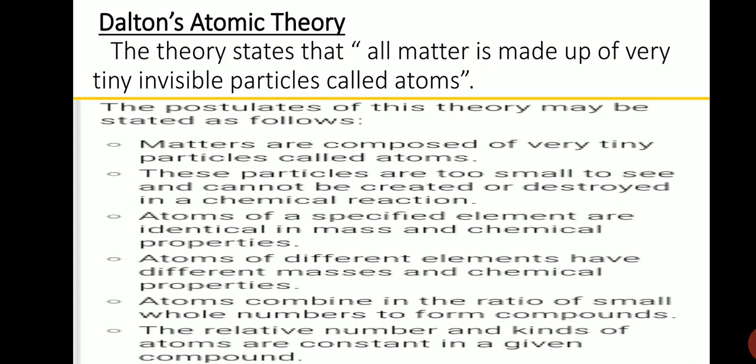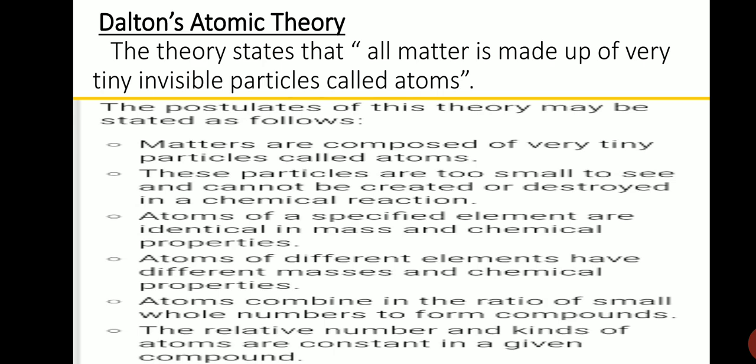That means the atoms are different. The properties are different. Next is atoms combined in the ratio of small whole numbers to form compounds. The second law, that is constant proportion: all are combined in the fixed ratio by mass.